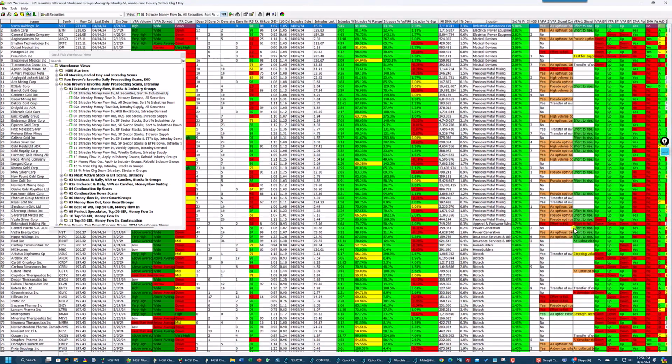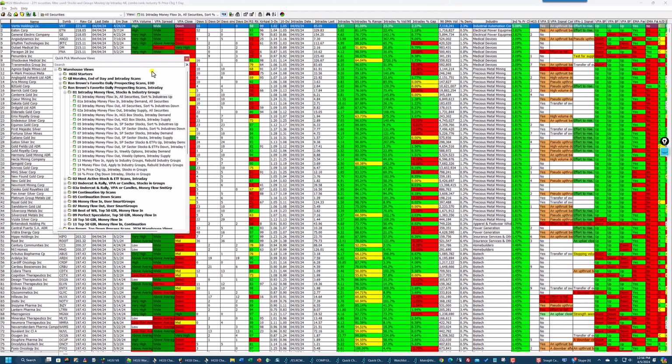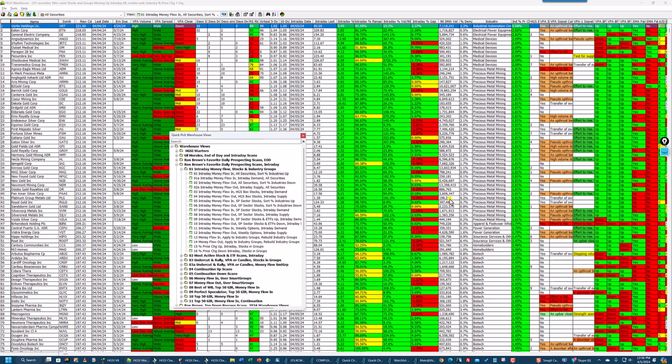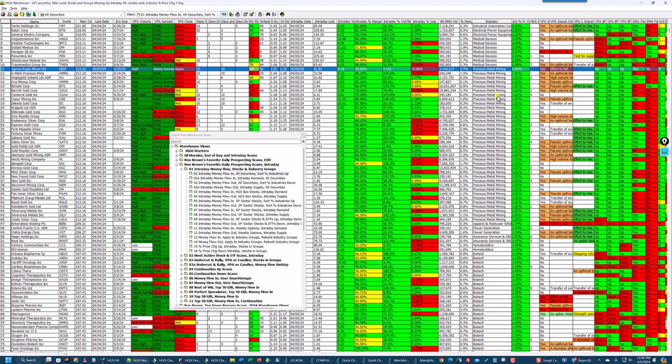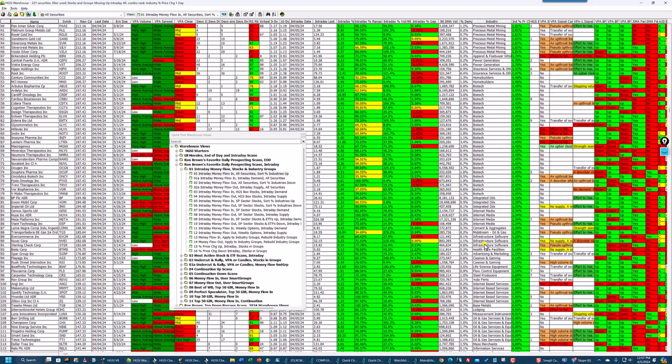I'll break this up full screen. You can see that this pretty much corresponds, at least part of it corresponds, to the ETFs. The precious metal and mining stocks are going up. You can see this sort is on the industry percentage price change: industrial automation, electrical power equipment, then medical, and then the precious metal and mining, biotech, and so on.